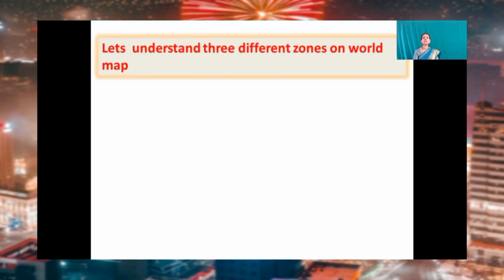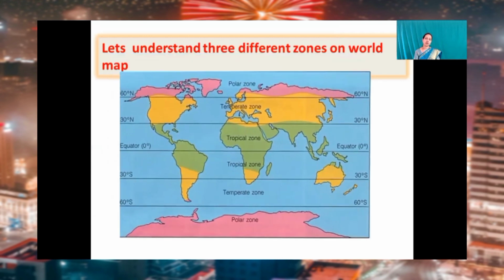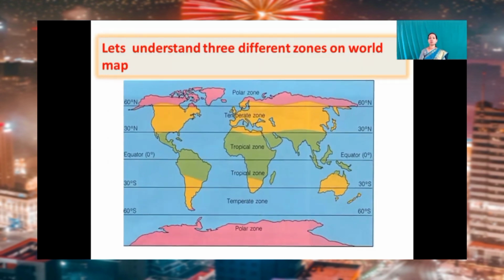Let's understand the 3 different zones on the world map. Here we have 3 different zones. Near the equator we have the tropical zone, that is called the torrid zone. Above the tropical zone and below it we have the temperate zone, and at the top of the world map and at the bottom of the world map we have the frigid zone, that is called the polar zones.